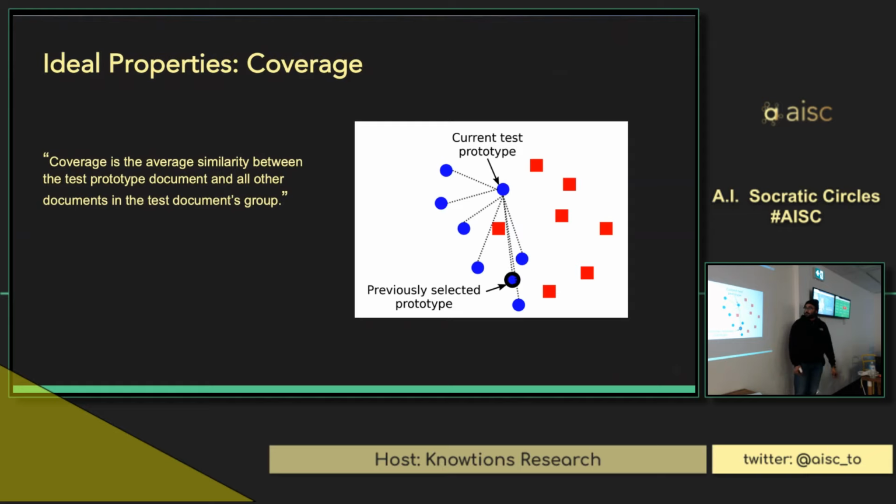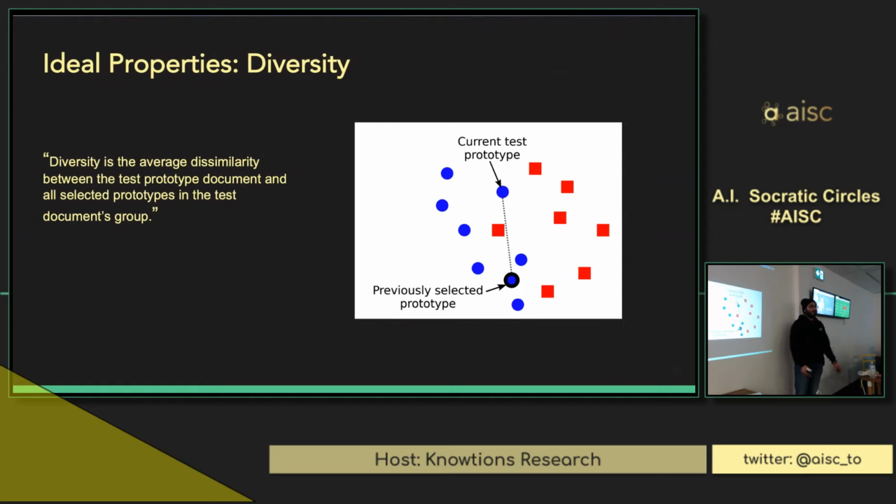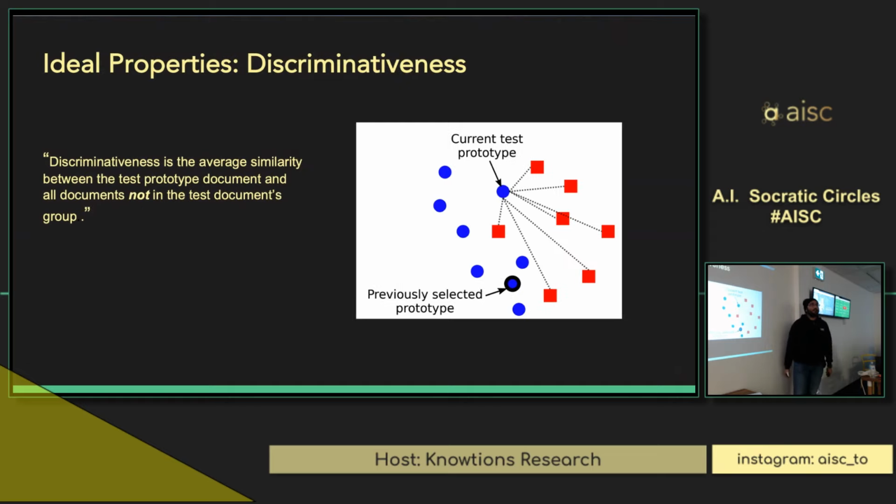They should also be diverse, like we mentioned before. So if one of the prototypes selected talks about his economic aspects, the other might talk about his international relations or something like that. So they should be diverse as well, and it should discriminate against prototypes that are selected from other groups of documents. So these are the three main properties that we want.